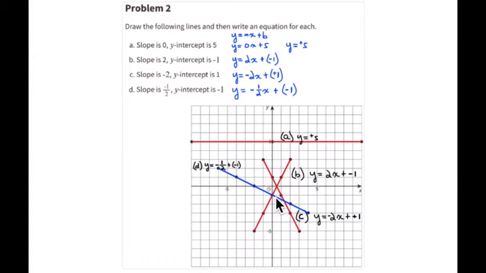Remember, it's always the change in the vertical direction, -1, over the change in the horizontal direction, +2, and again going the other direction, a +1 over -2. So a +1 over a -2, still a slope of -1/2.